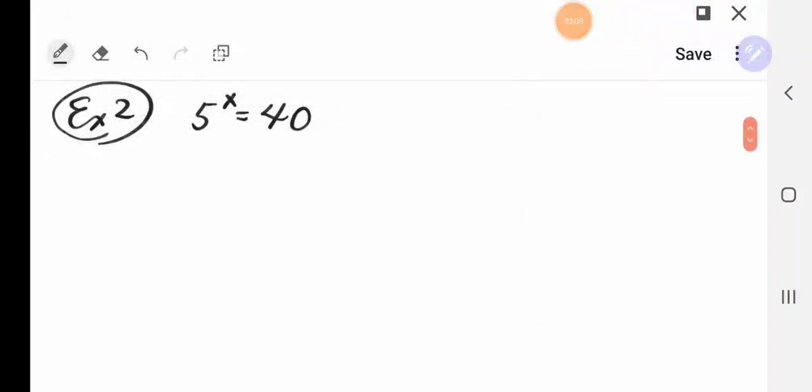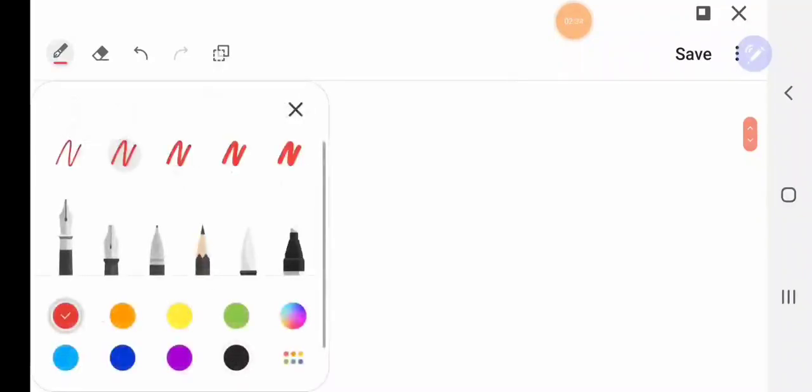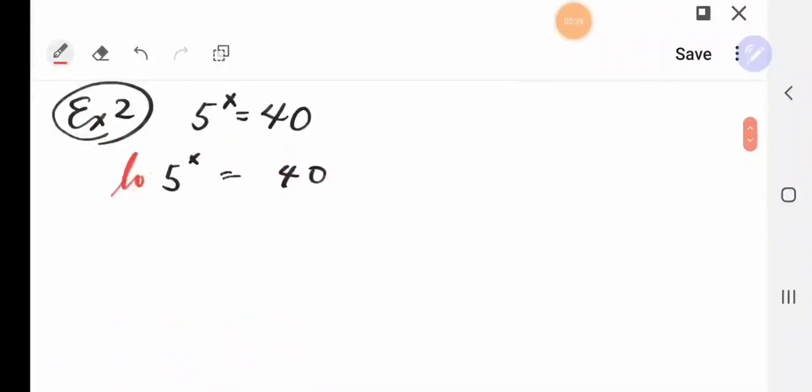Okay, in this exercise, example number 2, this is an equation containing an exponential form, but the base is 5, and the number 40 cannot be written as an exponential form with base 5. So in this case, we can take the logarithm on both sides. Let me rewrite this so that we can take a logarithm on both sides. The logarithm base can be 10.